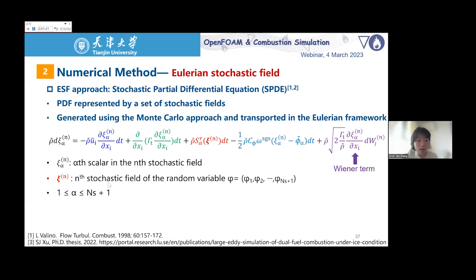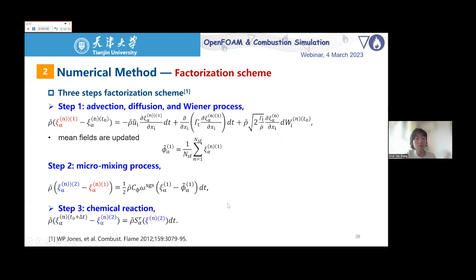Here, epsilon n is the random field of the nth stochastic field. After we solve this stochastic field equation, we can average to get the mean ensemble average of the stochastic field, to get the mean species mass fractions. How to solve this equation?